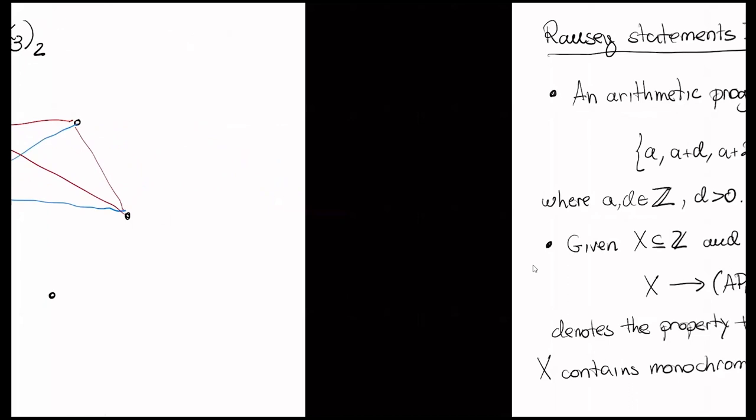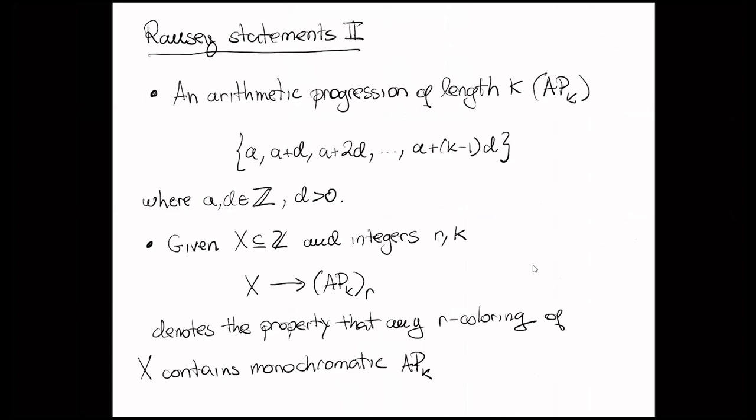Another example, I like to give examples. An arithmetic progression, which I will call AP_k for short, an arithmetic progression of length k, is a sequence of integers that you separate each one by a ratio of d. So it'll be a, a plus d, a plus 2d, and so on. You have k elements, and that's why it's called an arithmetic progression of length k.